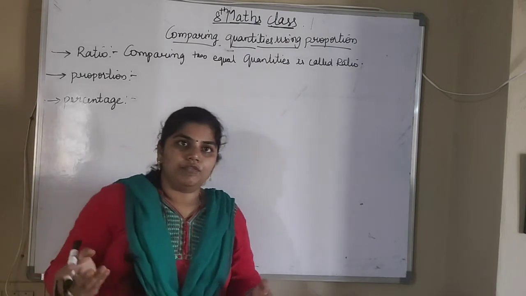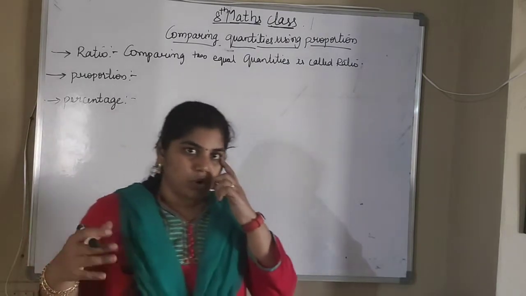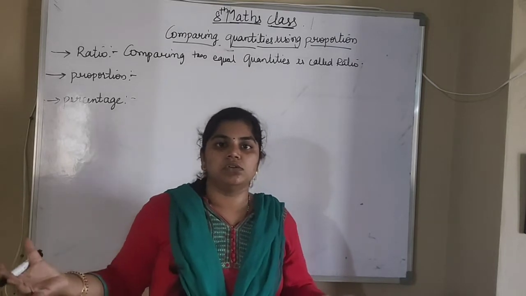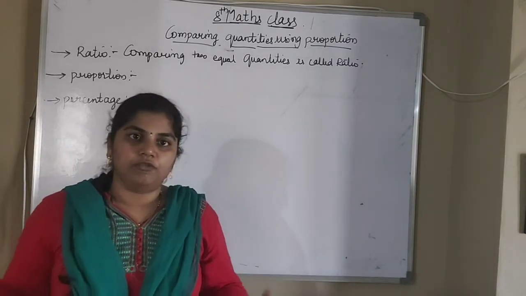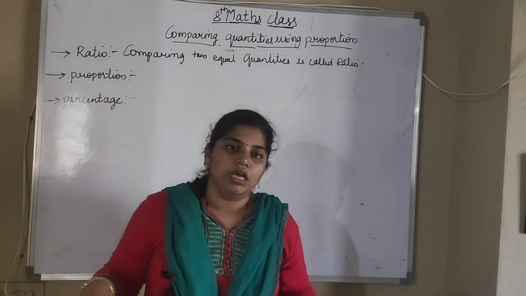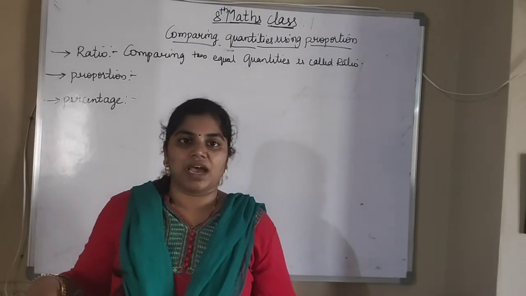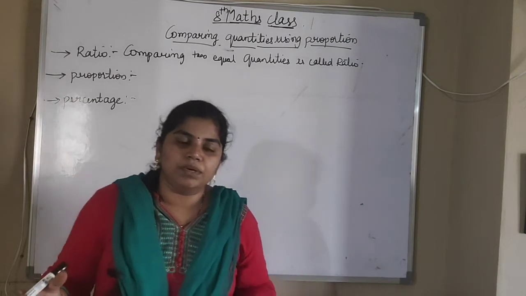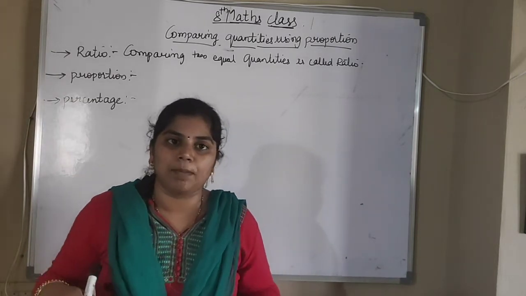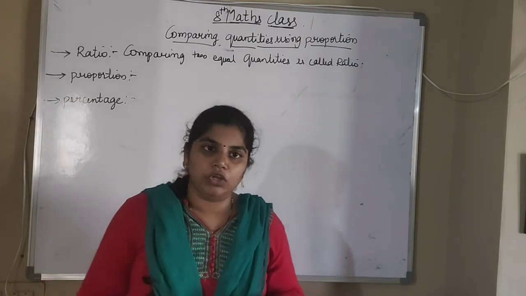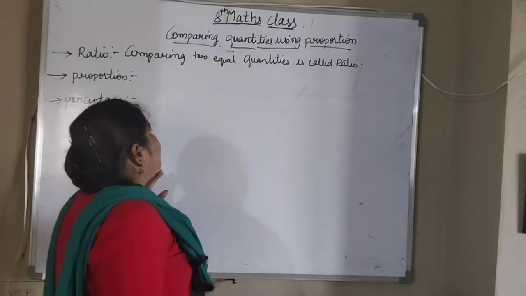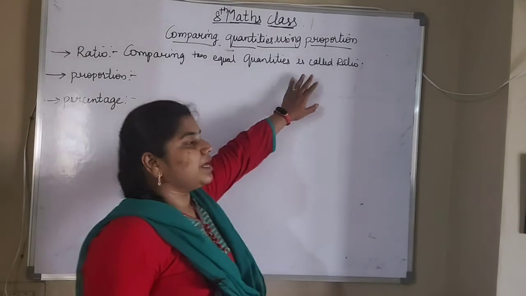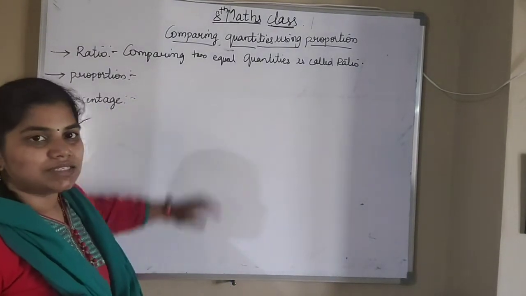If you are comparing any two persons about height, for one person you compare height, and for the other person also you compare height itself. You will not take one person's height and the other person's weight. Height with height only, weight with weight only you will compare. Ratio means comparing two equal quantities. This is called ratio.